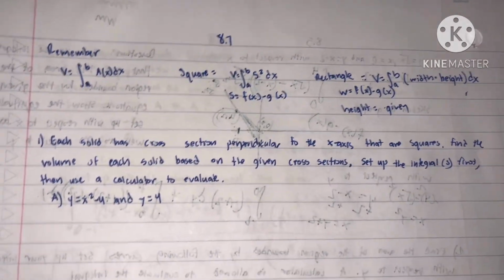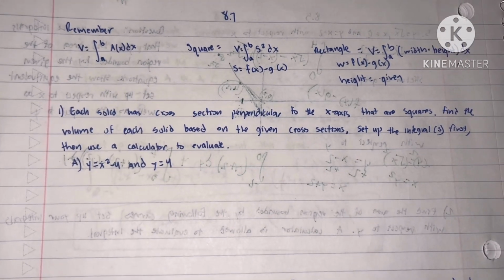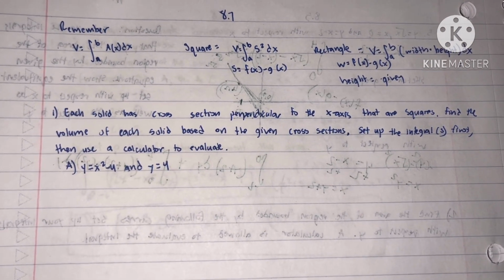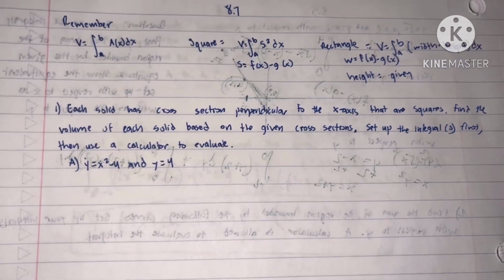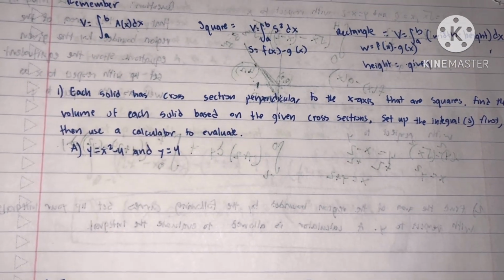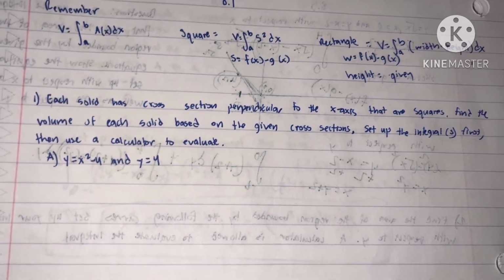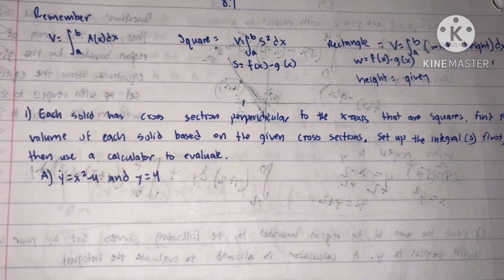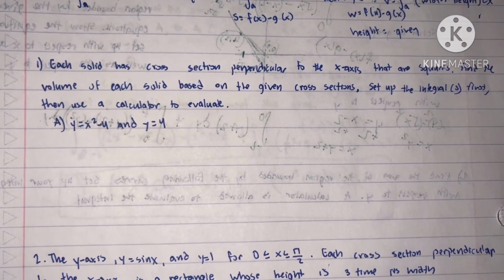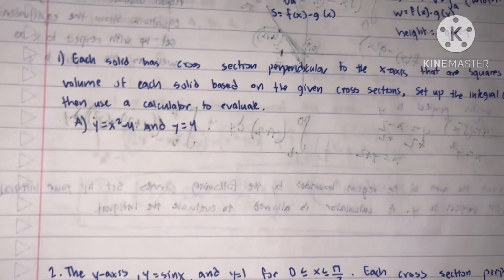And so yeah, let's get into it. It says each solid has a cross section perpendicular to the x-axis that are squares. Find the volume of each solid based on the given cross section. Set up the integrals first, then use the calculator to evaluate.